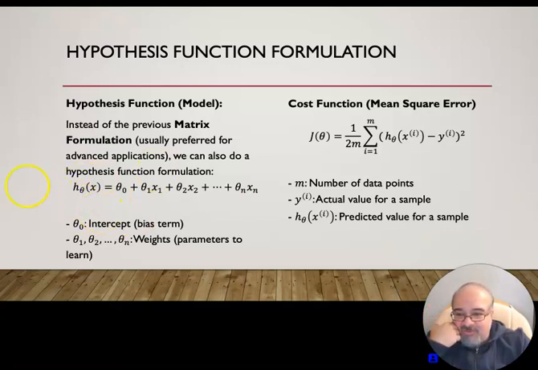Oops, where did my cursor go? Given the input x. Theta naught in this case is the intercept or bias term that we have, and oh my gosh, this thing keeps disappearing.